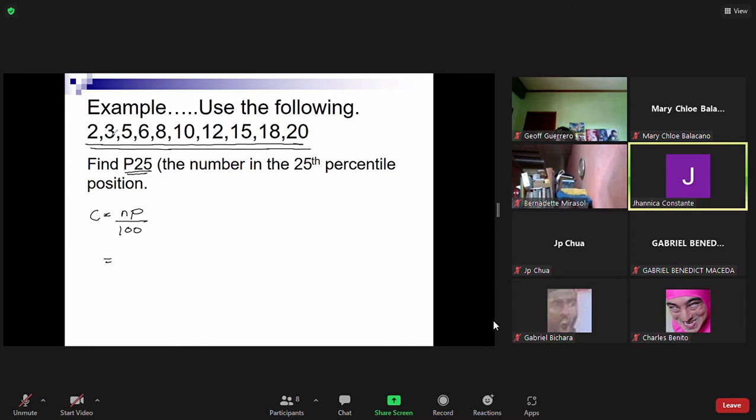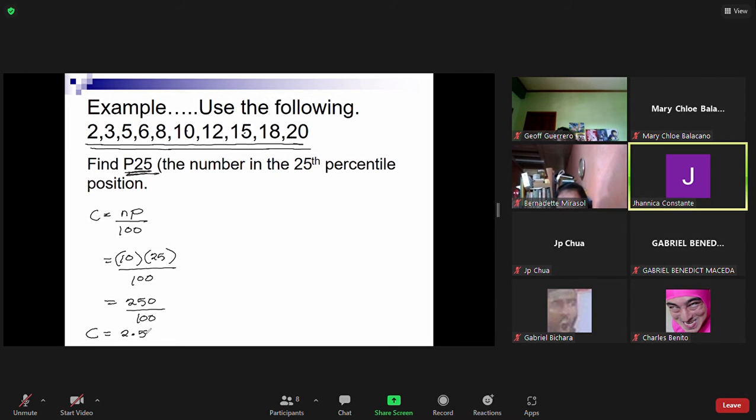Our N is equal to, how many data do we have here? 1, 2, 3, 4, 5, 6, 7, 8, 9, 10. So we have 10 as the set of data that we have times the percentile that we need to identify, which is 25, divided by 100. So 10 times 25 is equal to 250 over 100. So the position of the 25th percentile is equal to 2.5.